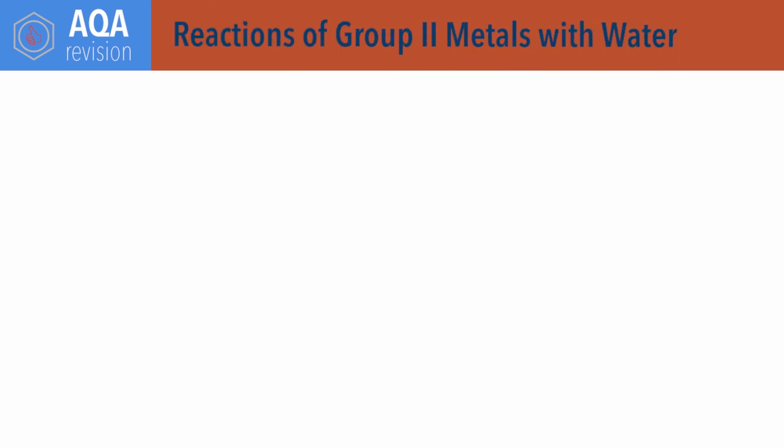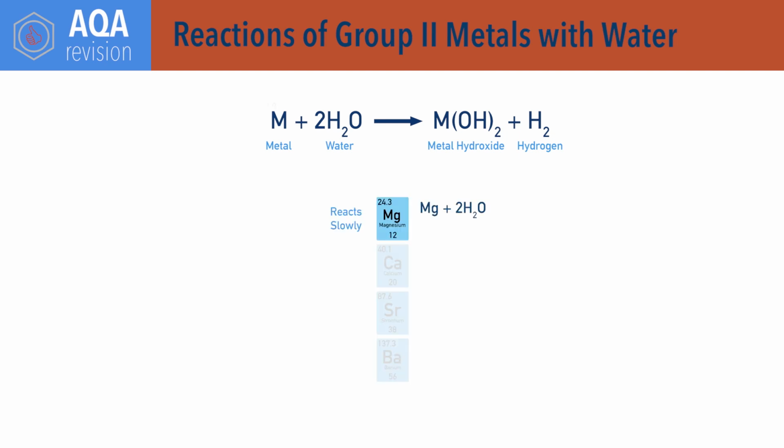When a group 2 metal reacts with water, a metal hydroxide and hydrogen gas get formed. The general reaction is metal plus 2H2O forms M(OH)2 plus H2. Magnesium reacts very slowly with cold water to form Mg(OH)2 and H2. The reaction is slow due to insoluble magnesium hydroxide being formed that inhibits water from reaching further solid magnesium.